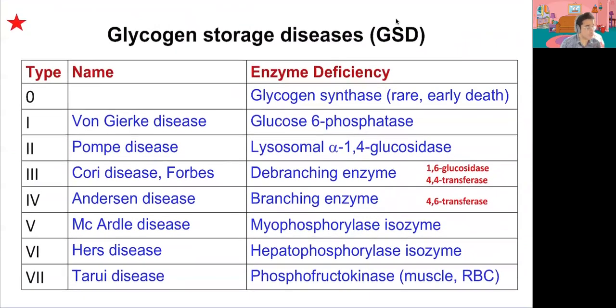Now, this is high yield. We were asked about this multiple times in every single block of our exam. So focus in on this and make sure you learn it well. Von Gierke's: what's the enzyme that's deficient? Glucose 6-phosphatase. What does glucose 6-phosphatase deal with, guys? Walk me through it. What's phosphatase? Very important. Gluconeogenesis.